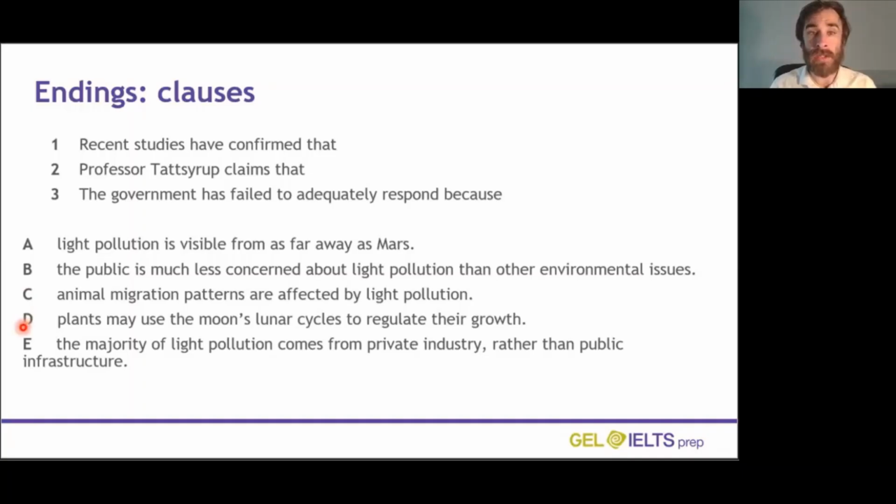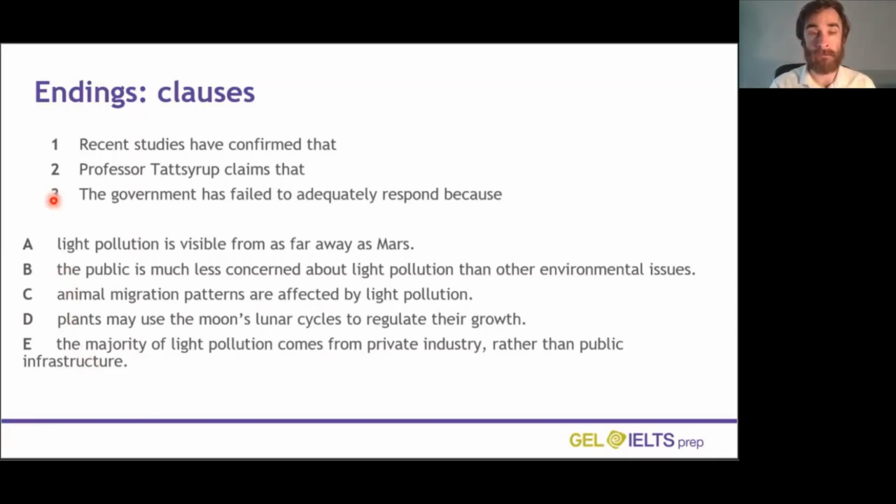D, plants may use the moon's lunar cycles to regulate their growth. Again, this seems like an unlikely reason for a government not responding to a situation. And E talks about the difference between private industry and public infrastructure. Okay, this could be connected to a government's decision. So although we can't be sure, we might say that B and E are the most likely possibilities for number 3.